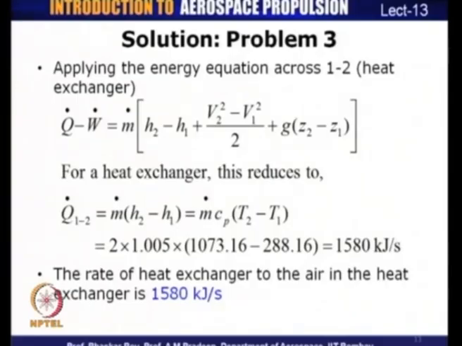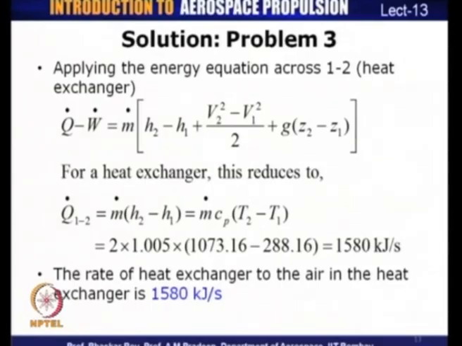So, we will take up the heat exchanger first, and we apply the energy equation across states 1 and 2, which is the heat exchanger, and as per the steady flow energy equation, which was stated as Q dot minus W dot is equal to m dot multiplied by h2 minus h1 plus (V2 square minus V1 square) by 2 plus g times (Z2 minus Z1). So, this is the steady flow energy equation for a single entry system.